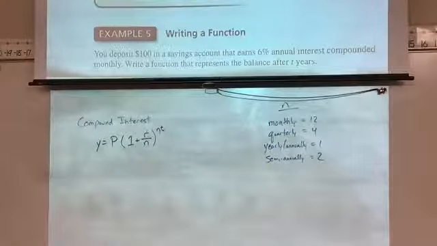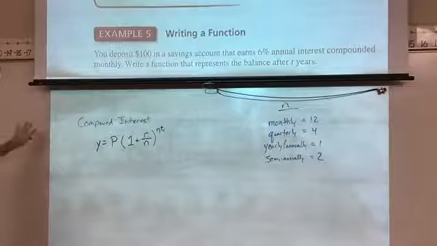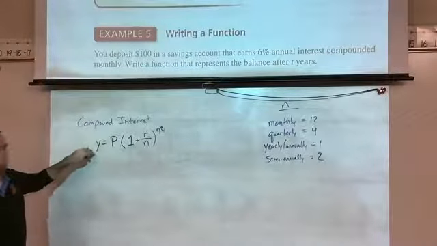You deposit $100 in a savings account that earns 6% annual interest compounded monthly. All right, I told you you would see that word compounded. If you don't see the word compounded somewhere in the problem, you're just using that exponential growth function, the more basic one that we did. If they say compounded, this is the one we're using.